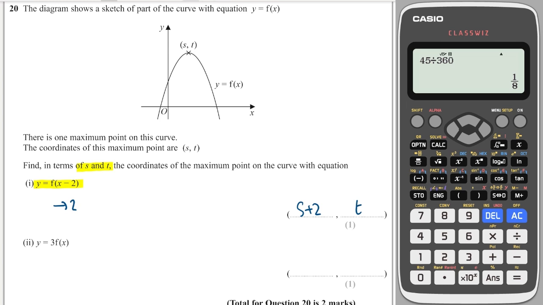And what does this one mean here? f of 3x, this is a stretch upwards by a scale factor of 3, so the y is going to stretch up 3 times, so it's going to be 3t.